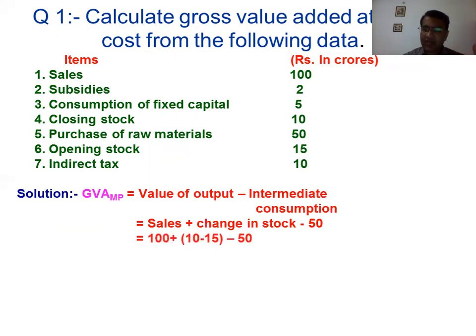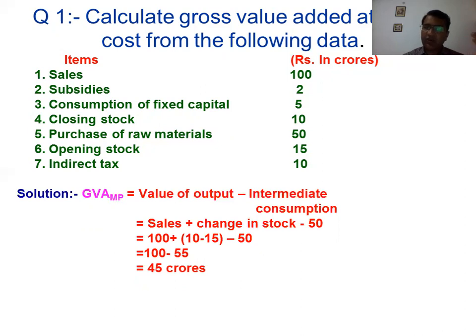The sale is given 100 plus change in stock. 10 is given closing stock. Closing stock minus opening stock. Opening stock is given 15. So 10 minus 15 is minus 5. It means 100 plus minus 5 is 95. Minus the intermediate consumption, so minus 50. So 45 is the gross value added at market price.